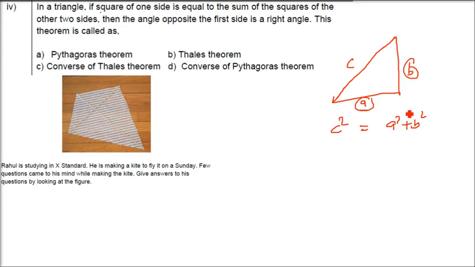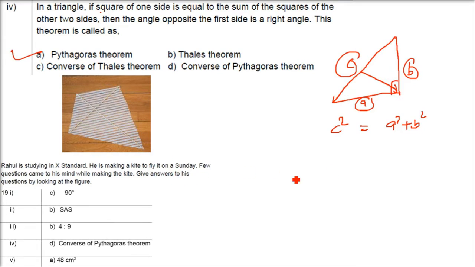This is c square equals a square plus b square. Now what then? The angle opposite to the first side is a right angle. Now this angle is 90 degrees. So this is the converse of Pythagoras theorem, because you will be tempted to answer Pythagoras theorem, but it is not. It is the converse of Pythagoras theorem. Why? Because c square equals a square plus b square.